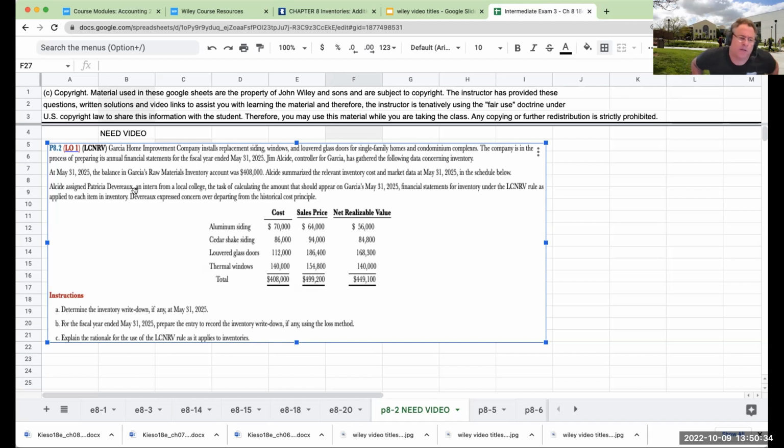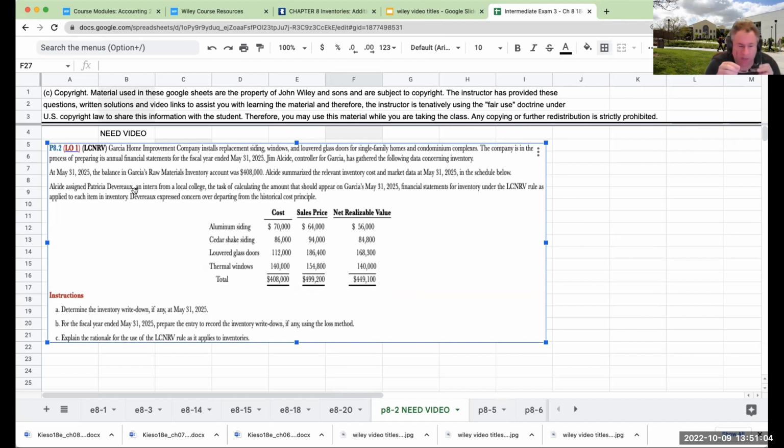So they've assigned Patricia Devereaux, an intern from a local college, the task of calculating the amount that should appear on Garcia's financial statements under the LCNRV, lower of cost or net realizable value rule, as applied to each item in the inventory. That's going to be really important. We're not looking at this in the aggregate, we're looking at each individual item.